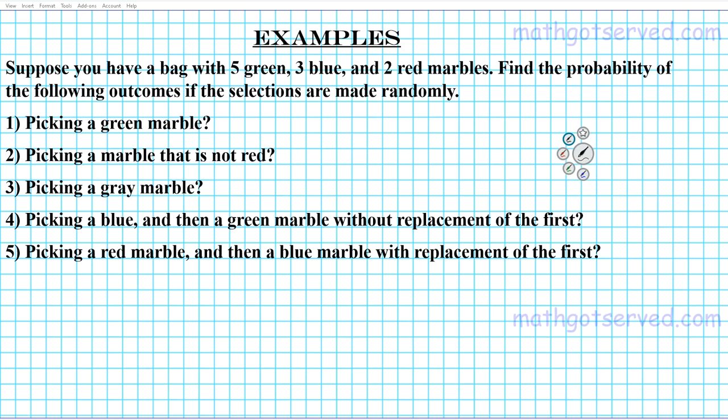Let's consider the following examples. Suppose you have a bag with 5 green, 3 blue, and 2 red marbles. You have to find the probability of the following outcomes if the selections are made randomly. Let's start with the first one. What's the probability of selecting a green marble? So, solutions here.